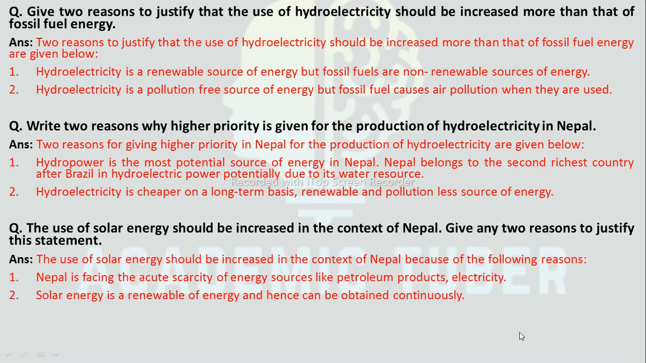The use of solar energy should be increased in context of Nepal. Why? Because Nepal is facing acute scarcity of energy sources like petroleum products and electricity. Solar energy is a renewable source of energy and hence it can be obtained continuously. That is the reason the use of solar energy should be increased in the context of our country Nepal.